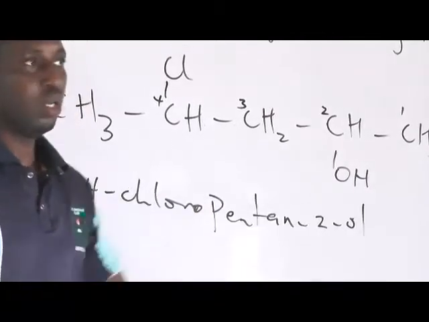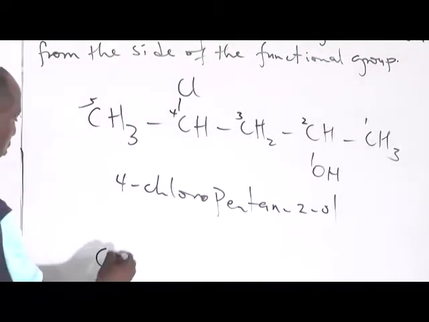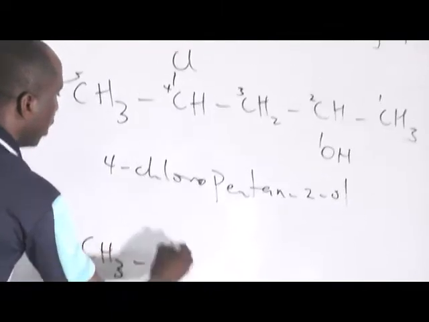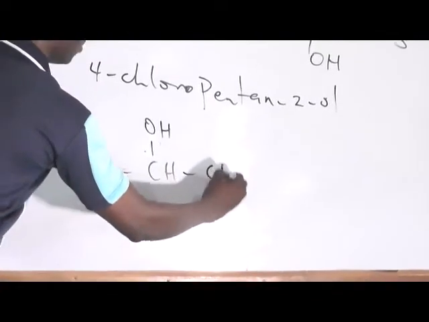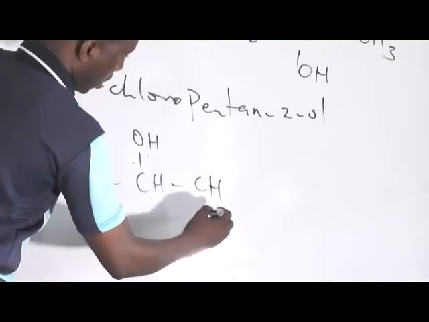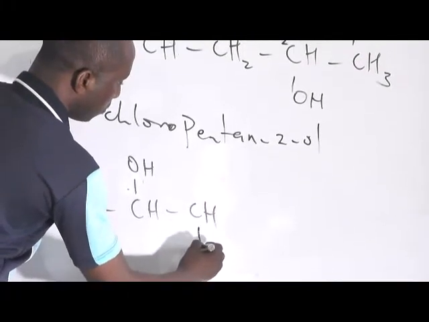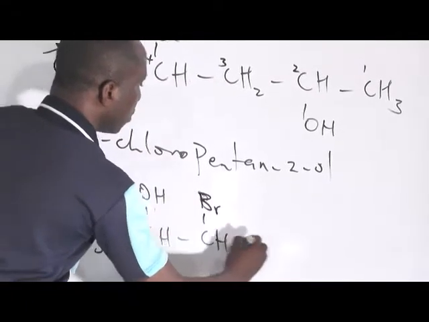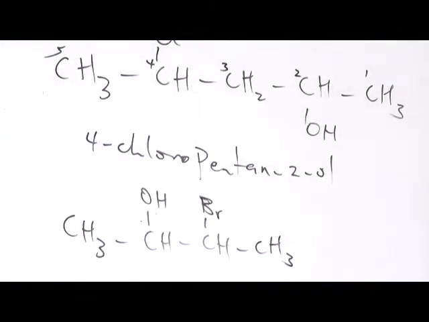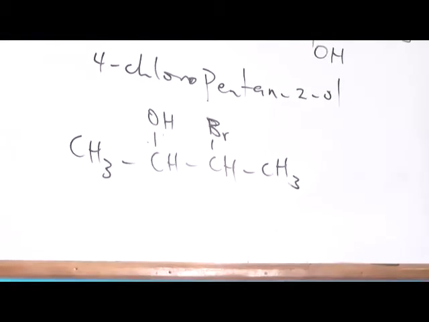4-chloropentan-2-ol. Look at this now. Assuming we have this CH3, CH, OH. We have the OH here. Then we have the CH, bromine. Then CH3. Look at this compound now. You have to name this compound.